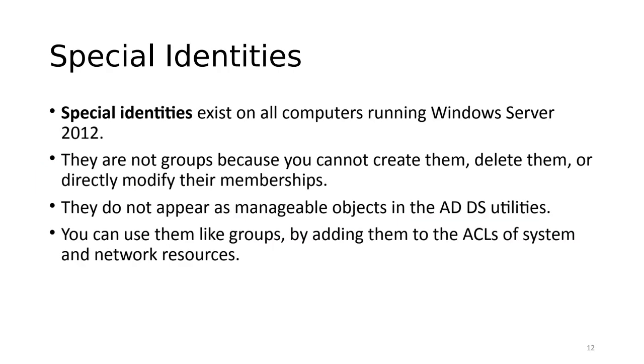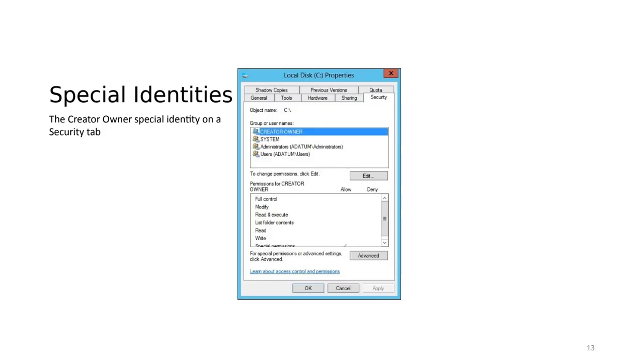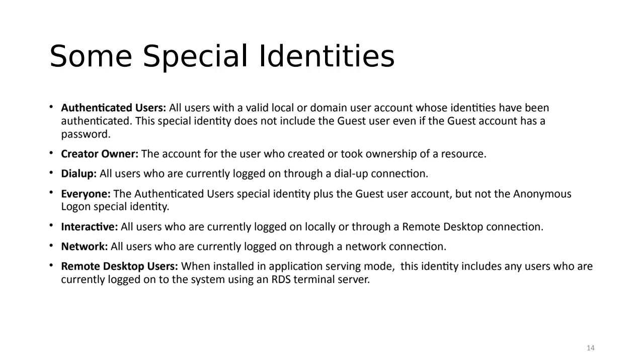Special identities exist on all computers running Windows 2019 or 2012. They are not groups because you cannot create them or delete them, and they do not appear as manageable objects. Let's see some examples of them. This is how you can see them. Please have a look at it.